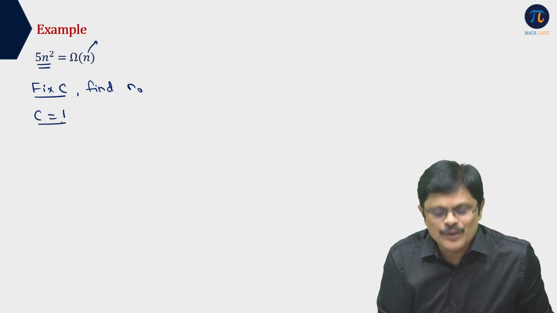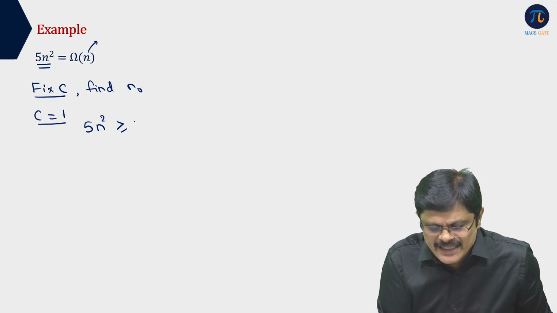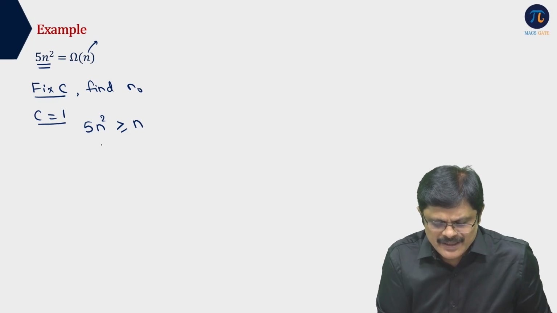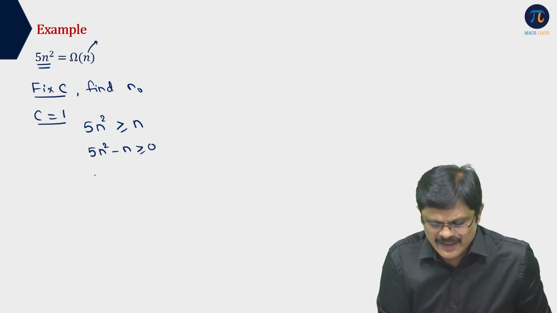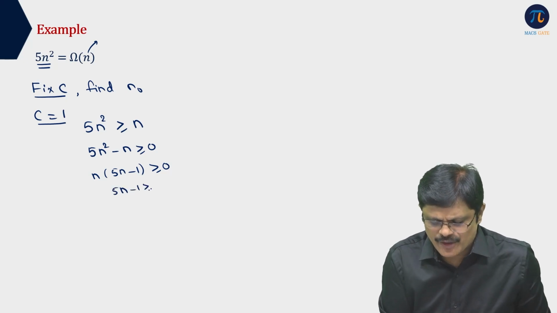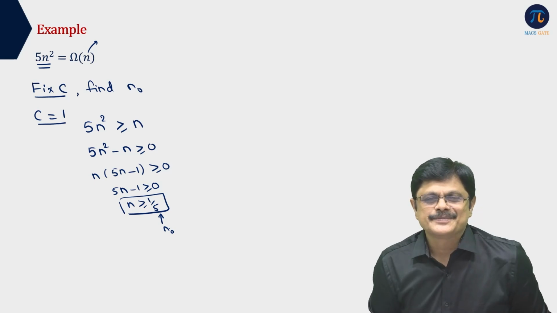So I take C equal to 1. I have to prove 5n square is greater than or equal to C, that is 1 into n. Now when will it happen, sir? If I take n to the left side, 5n square minus n is greater than or equal to 0. Taking n common, it is n times (5n minus 1) greater than or equal to 0. So it happens when 5n minus 1 is greater than or equal to 0, meaning n greater than or equal to 1 by 5. So this is your n naught, my dear friend.